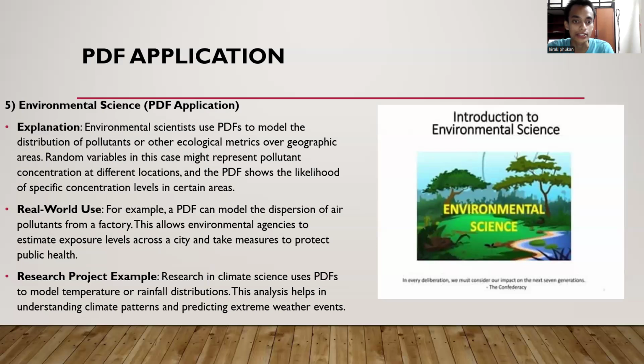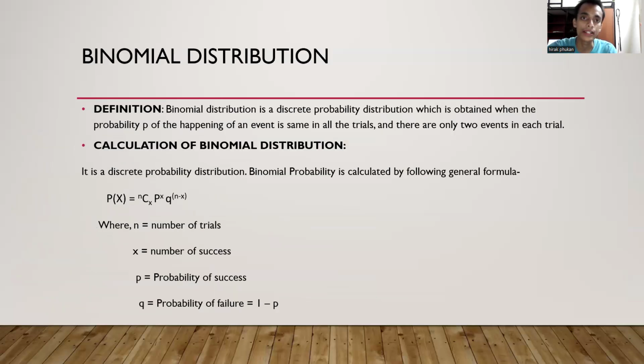In research project example, here research in climate science uses probability density functions to model temperature or rainfall distributions. This analysis helps in understanding the climate patterns and predicting extreme weather events. So now my colleague Hirak will explain what is binomial distribution and its real-world application.